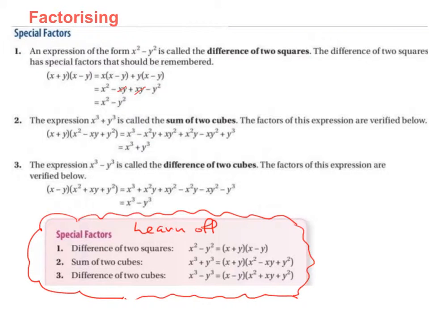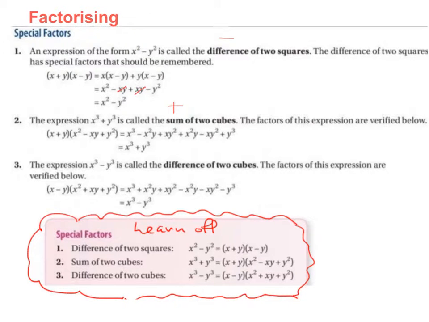Okay, the second one is where we have x cubed plus y cubed, and this is called the sum of two cubes. So in the last example we looked at the difference of two squares because we had a minus sign for the difference, and in this example we're looking at the sum of two cubes, so we've got a plus sign and cubes. So sum means add. The factors of this expression are verified below.